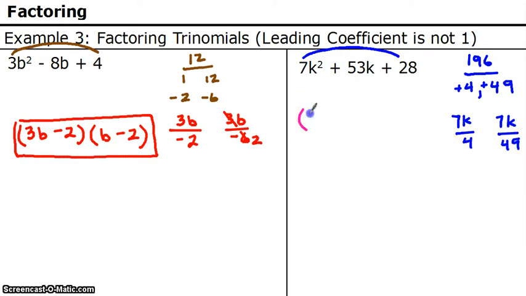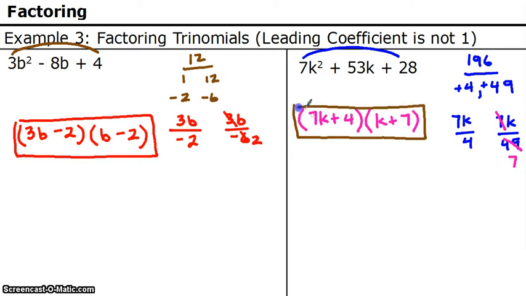7k over 4 does not reduce, so that is one of our factors, 7k plus 4. And 7k over 49, they're both divisible by 7. That leaves us a k plus 7. One thing to keep in mind with these, once you get it in its factored form, is you should be able to FOIL these two together and get back what you started with, or you can use the window pane, whichever method you're more comfortable with.